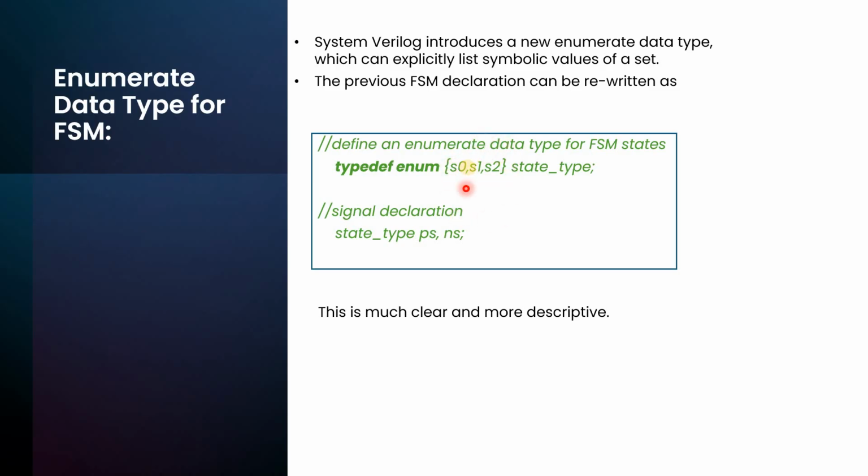If we do not define any values to these states, they will take the default. The first state will take the default value 0, second 1, and third 2. But if we have to define a particular value to the state S0, we can use a similar approach. S0 is equal to x, and then S1 is equal to x plus 1, and S2 would be equal to x plus 2. That is how it will go.